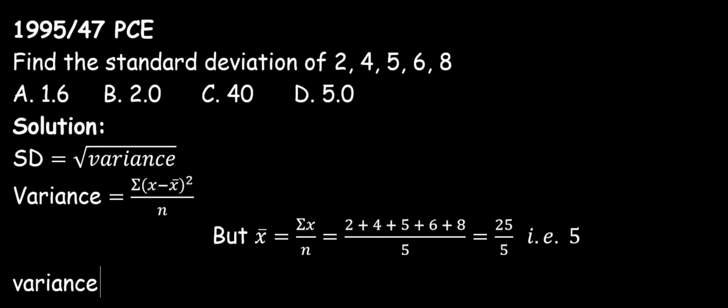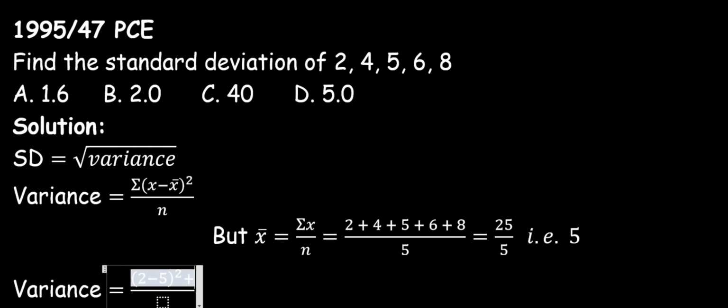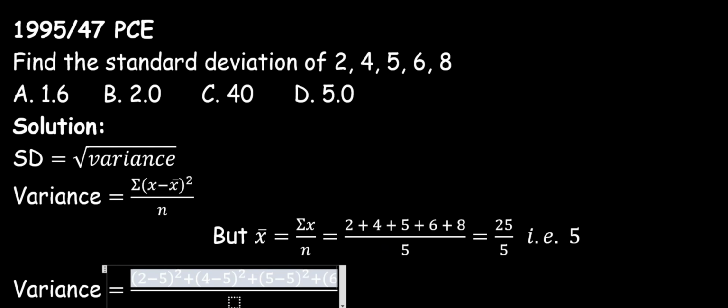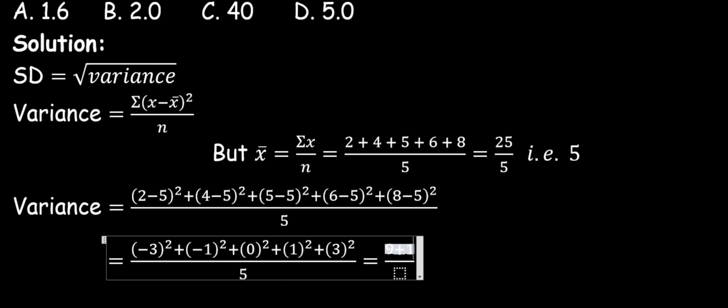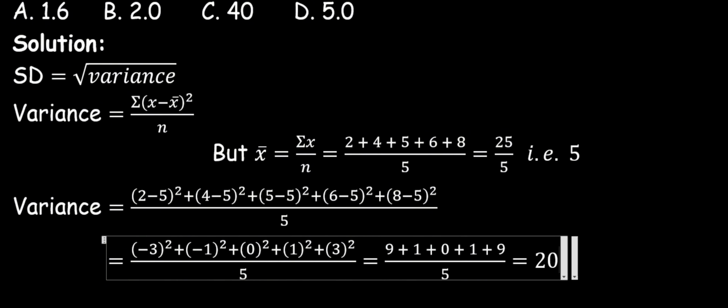From here, we can now proceed to find our variance. We will now be subtracting the mean from each of the given values. In the first case, we have (2 minus 5) squared, plus (4 minus 5) squared, plus (5 minus 5) squared, plus (6 minus 5) squared, plus (8 minus 5) squared, all over 5. The result is (minus 3) squared, plus (minus 1) squared, plus 0 squared, plus 1 squared, plus 3 squared, all over 5. That will give us 9 plus 1 plus 0 plus 1 plus 9 divided by 5, which is equal to 20 over 5, and that is 4.